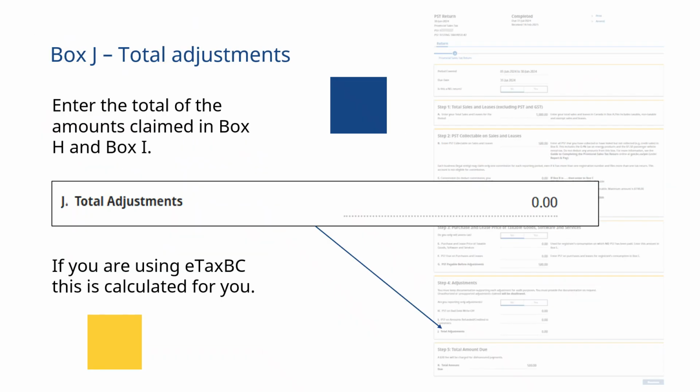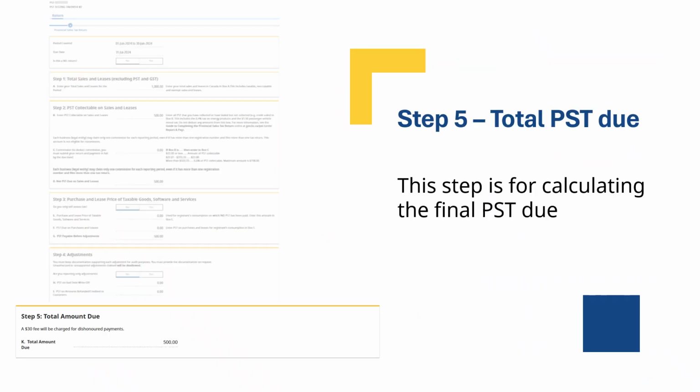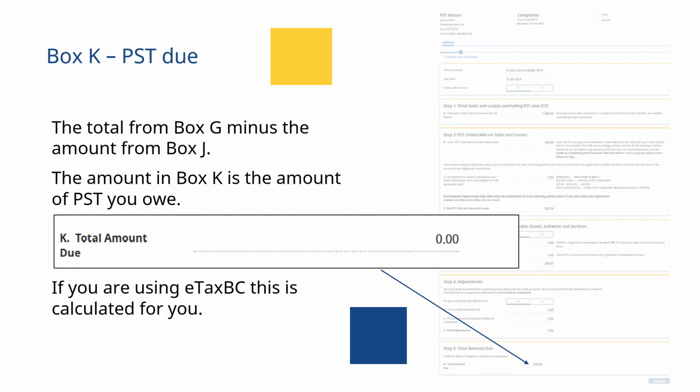Box J is your total adjustments. If you're using eTaxBC, this amount will be calculated for you. We're now into the final step, where we will calculate the final amount of PST that's due. Box K will be the total amount of PST you owe. If you're using eTaxBC, the amount in this box is calculated for you. If the amount calculated is negative, a credit will be applied to your account.